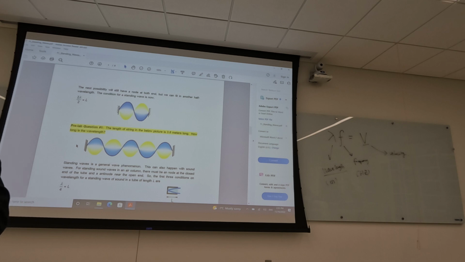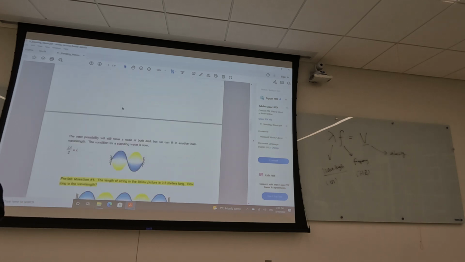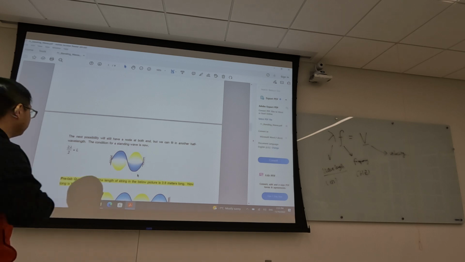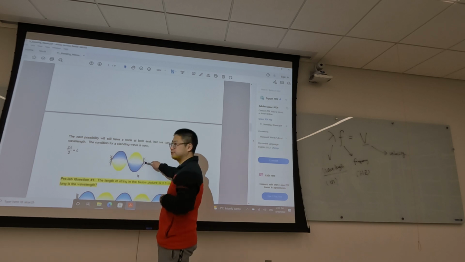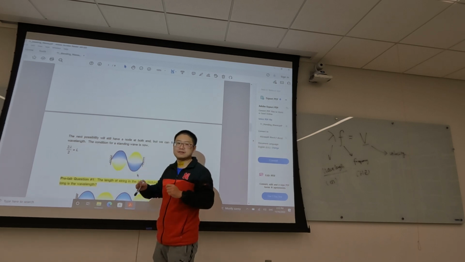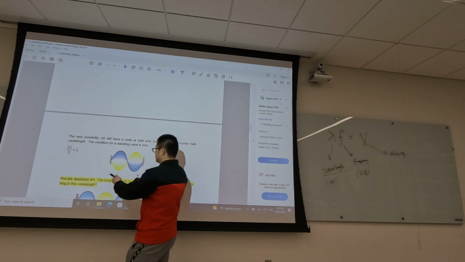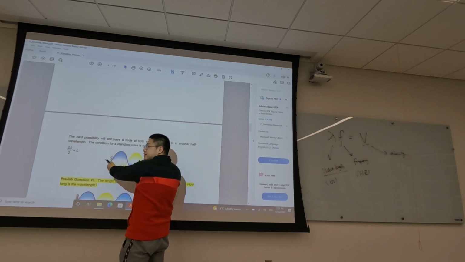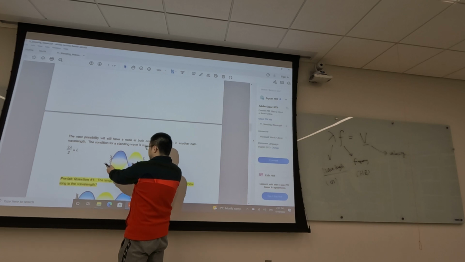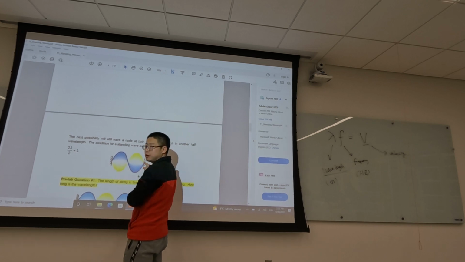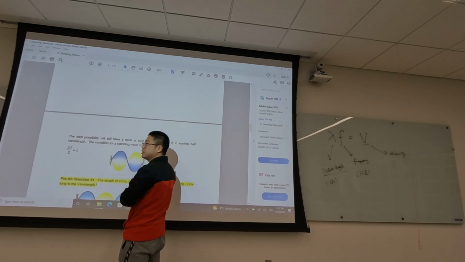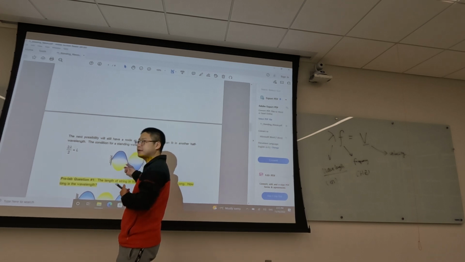Next, in your pre-lab, you did this one, right? It asked you to calculate the wavelength. So this is a sine wave, right? A full sine wave is one wavelength, that is one lambda. So what we do is measure this distance, and because this is one wavelength, lambda equals L in this case.